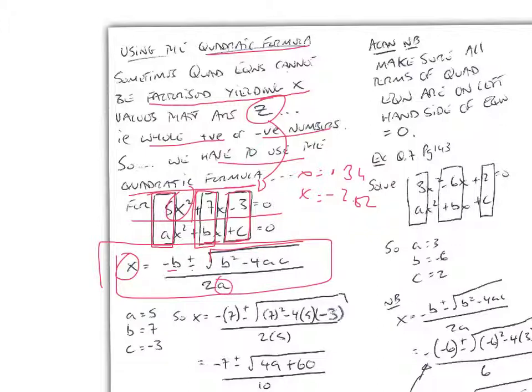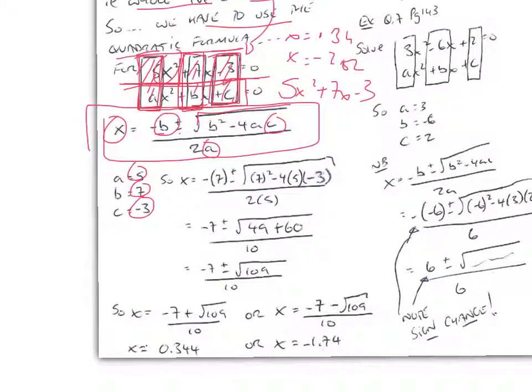So we need to know what a is, what b is, and what c is, and that's how you find your a, your b, and your c. Write the form underneath, ax squared plus bx plus c, and just grab and box the numbers and their signs, the whole term. Okay, so from this equation here, 5x squared plus 7x minus 3, then a is 5, b is 7, and c is minus 3. Okay.